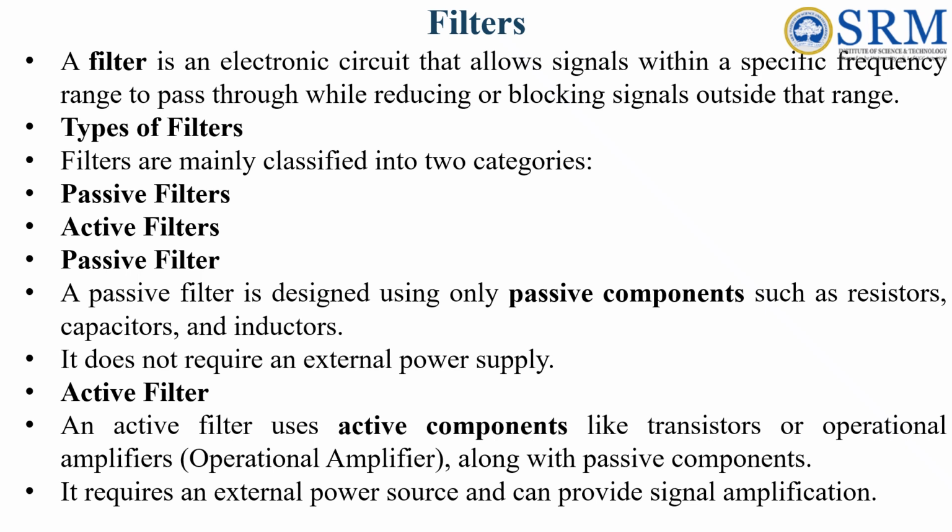Active filters use op-amps or transistors with resistors and capacitors. They can both filter and amplify signals. They have better performance at lower frequencies. They are widely used in audio systems and communication devices.